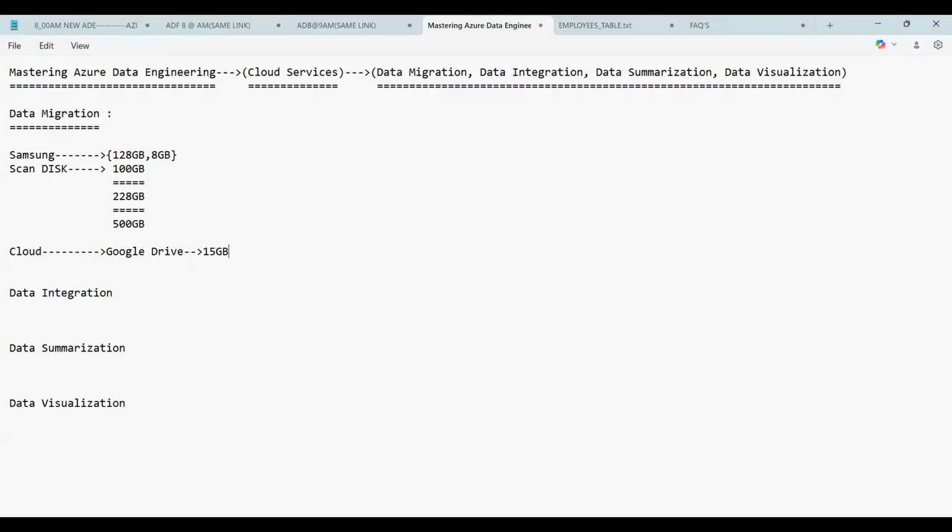You can store up to whatever limit you want. But 15 GB is only the free memory you have. So when you want to store 500 GB of data, simply you can buy the storage on the cloud. So we can say you can definitely store 500 GB of data on the Google Drive. So now your Google Drive becomes the cloud here.